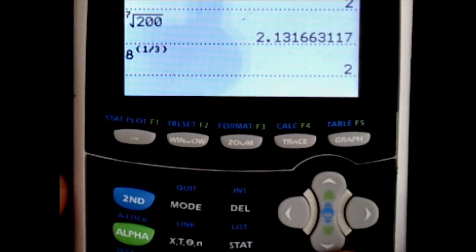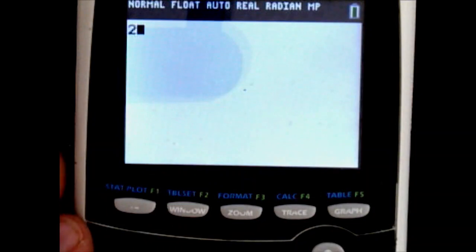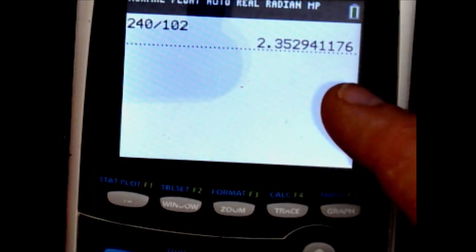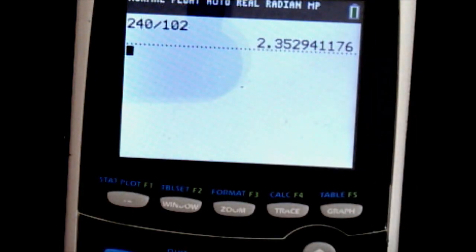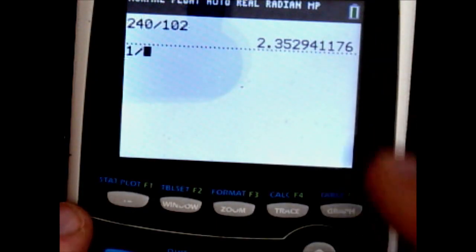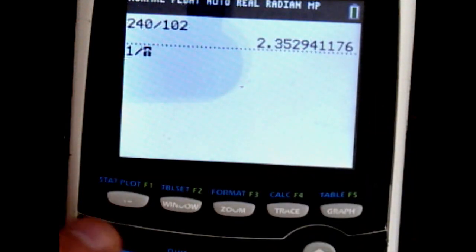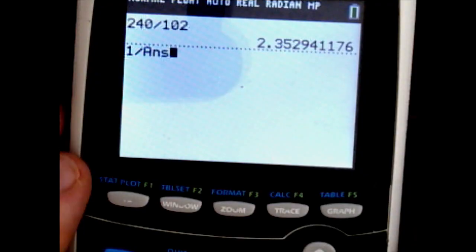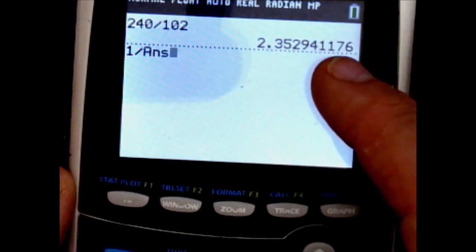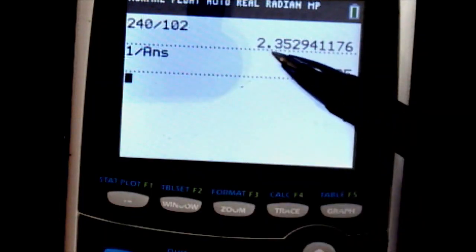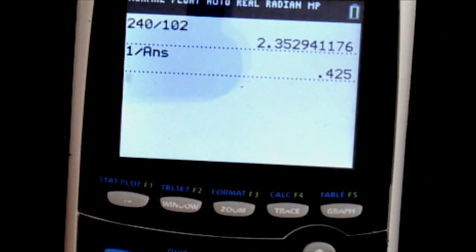Now let's say you want to type in a number, 240 divided by 102. Okay, and you get this long decimal. Now let's say you want to take that answer and you want to say 1 divided by that number there. So 1 divide, and now to get that number right there, you don't want to type it all over again, just hit second negative and you'll get ANS, and that tells you that your previous answer is now written there, and you just asked to take 1 divided by that number and it gave you this answer.